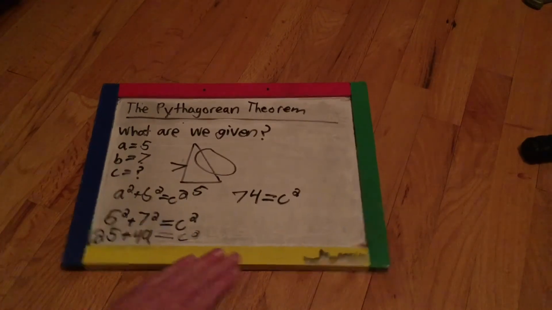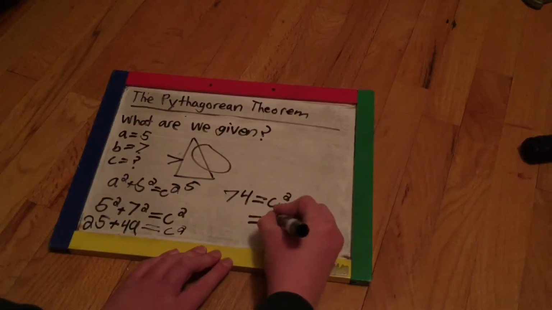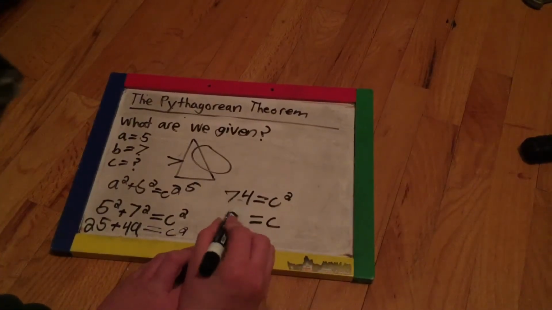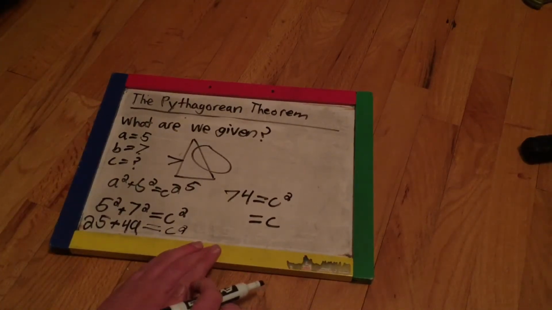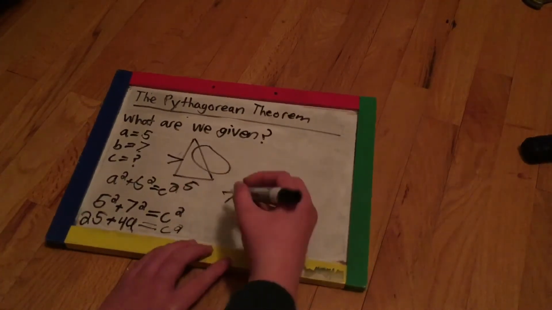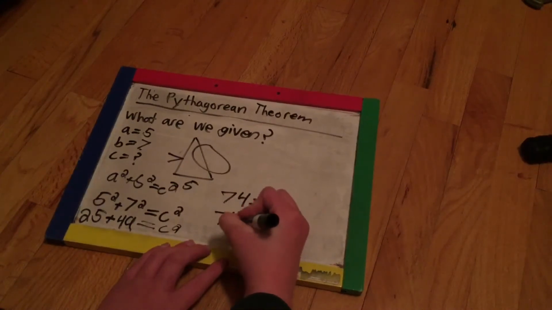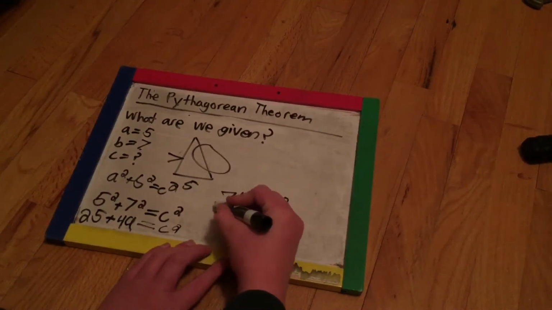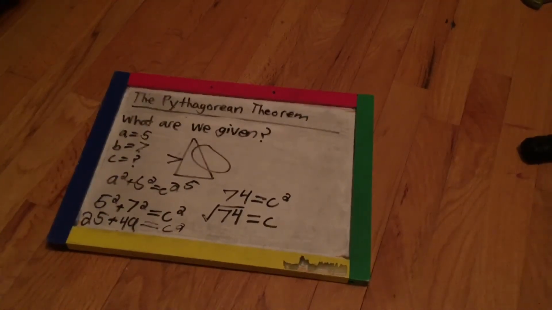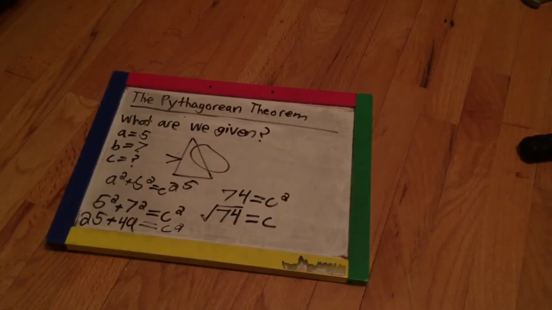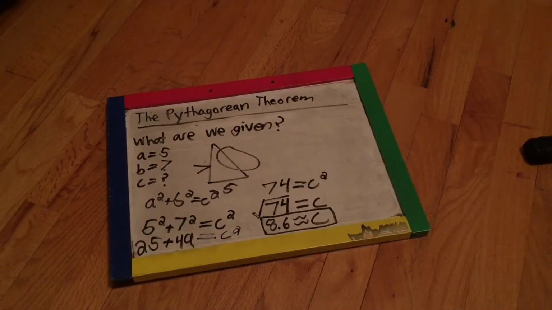So in order to get c, if we just want c, we have to find the square root of 74. Remember, the square root of a number is the number you would multiply by itself to get that number. So, the square root of 74 is what would give us our c. That's not really something I feel like figuring out right now, so let me go plug it into a calculator. Thus, after we find the square root of 74, which is approximately 8.6, we have our answer.